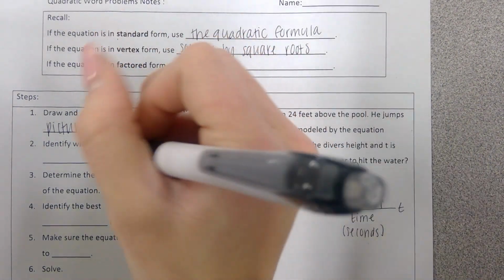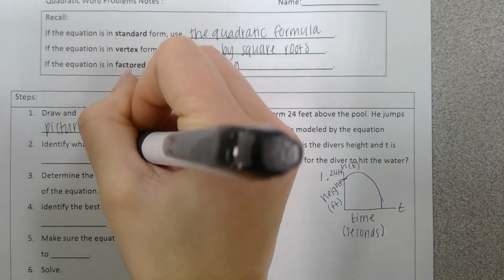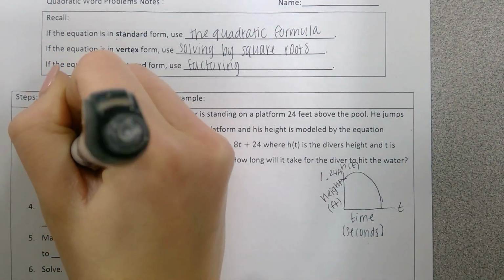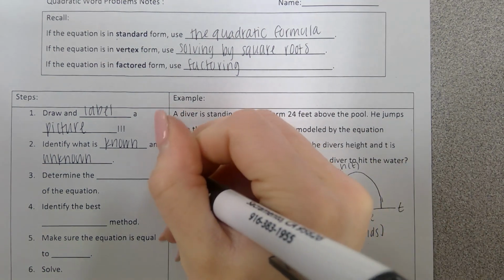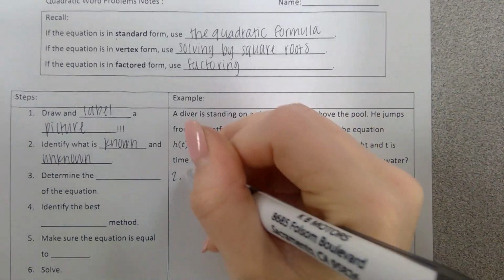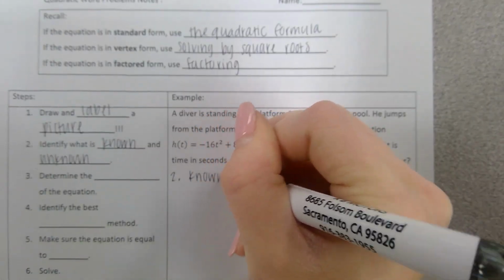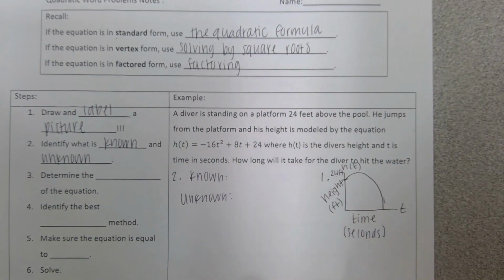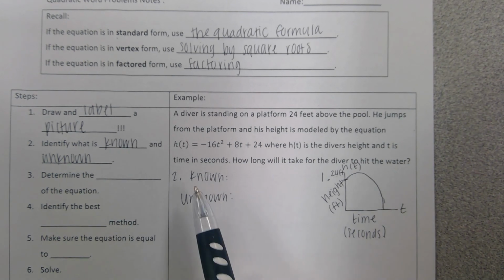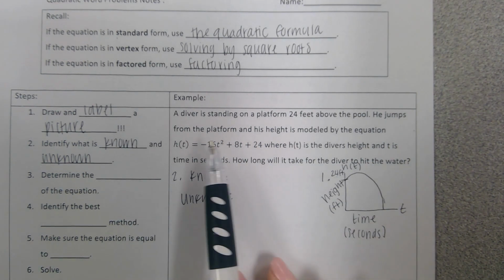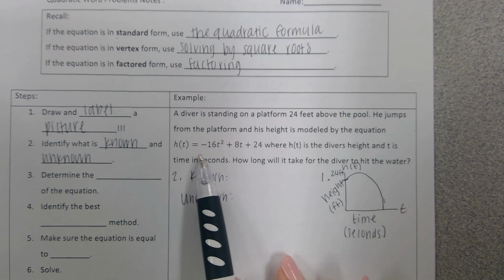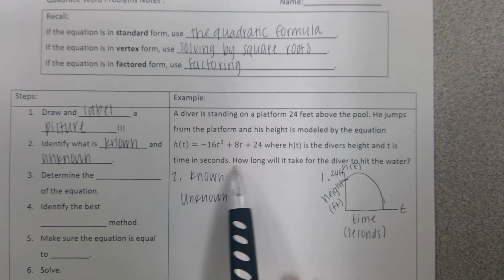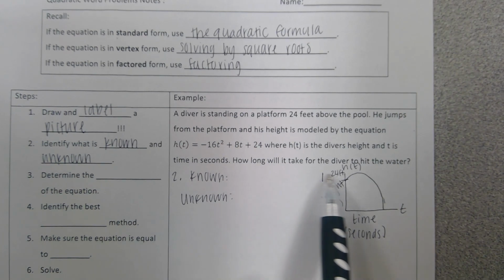Step 2, we're going to look and see what is known and what is unknown. So what does the problem tell me, and what am I looking for still? So known and unknown. Let's look at our problem and see. My known, he's going to jump from a platform. His height is modeled. We have an equation here, and it says h of t, the diver's height, t is time in seconds. This is the key right here.